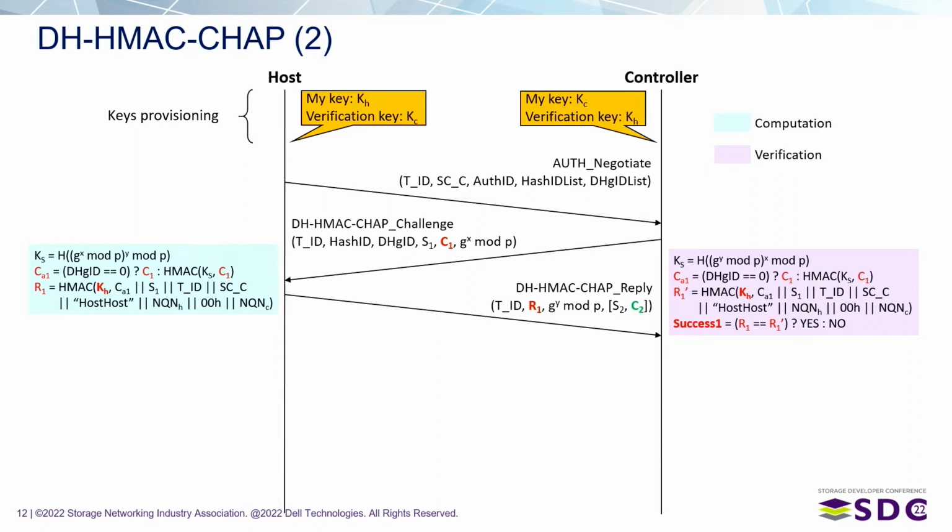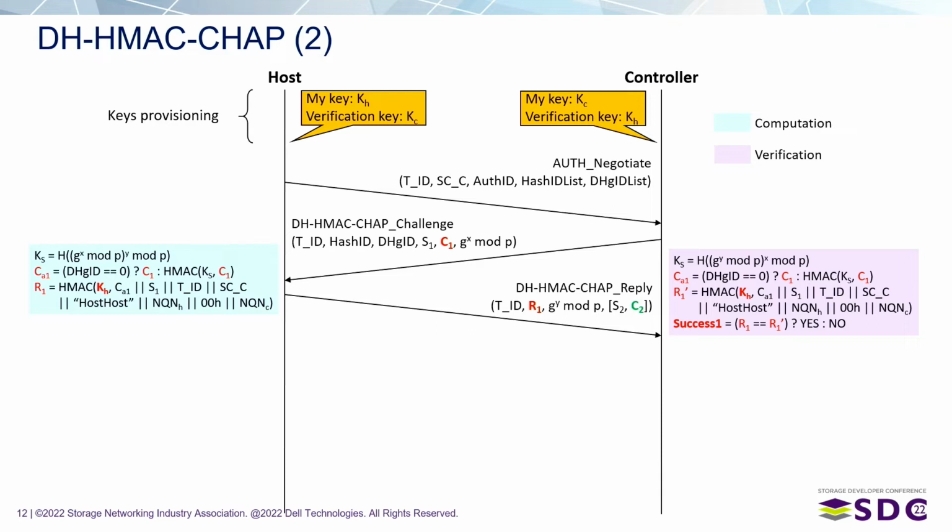Same process. It computes the session key based on the Diffie-Hellman exchange, computes the augmented challenge, which is based on the session key, and then computes the expected response, R1 prime. In order to compute this expected response, it uses the verification key that has been put here, because now we are on the verification function. So use KH.